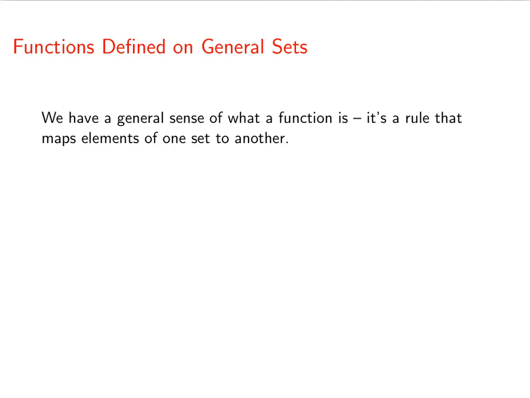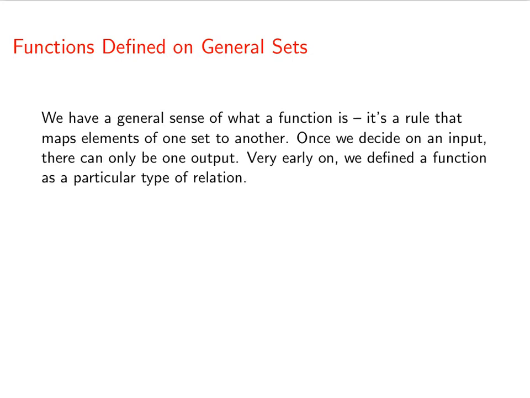Hello, discrete math fans. So we all have a sense of what a function is. It's a rule. It maps elements of one set to another. Once we have an input, there can only be one output. Now early on, we defined a function as a type of relation. Let's give a formal definition of a function.